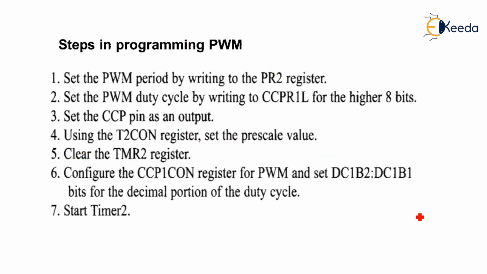So what are the steps involved in PWM generation? Set the PWM period by writing the PR2 register. We have to calculate the count first. Then set the PWM duty cycle by writing CCPR1L for the higher 8 bits. Set the CCP pin as output, because we have to use the CCP pin to generate the PWM. There are 2 pins assigned for the CCP. Then using the T2CON register, set the prescale value. Then clear the TMR2 timer 2 register, because we have to load the value into it. Then configure the CCP1CON register for the PWM, whether it is 50% or 75%. Then start timer 2.